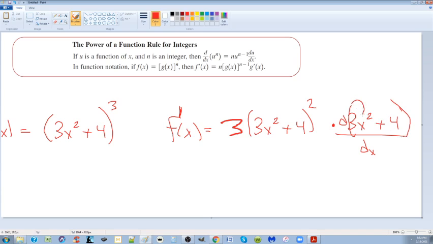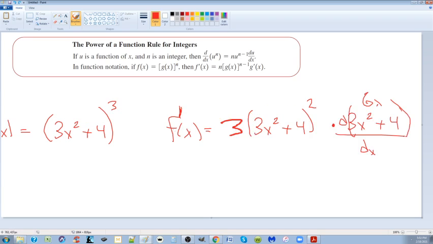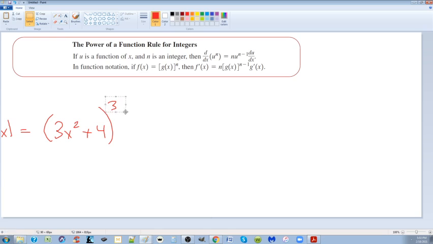Well, what's the derivative of this? That's 0. The derivative of this is just 6x. So I can just get rid of that, replace it with 6x. So we discover that the derivative of f of x is actually the power rule first, so 3 times the function, now squared, times the derivative of what's inside the brackets, times 6x. And they figured this out by using the same thing we did with the product rule.